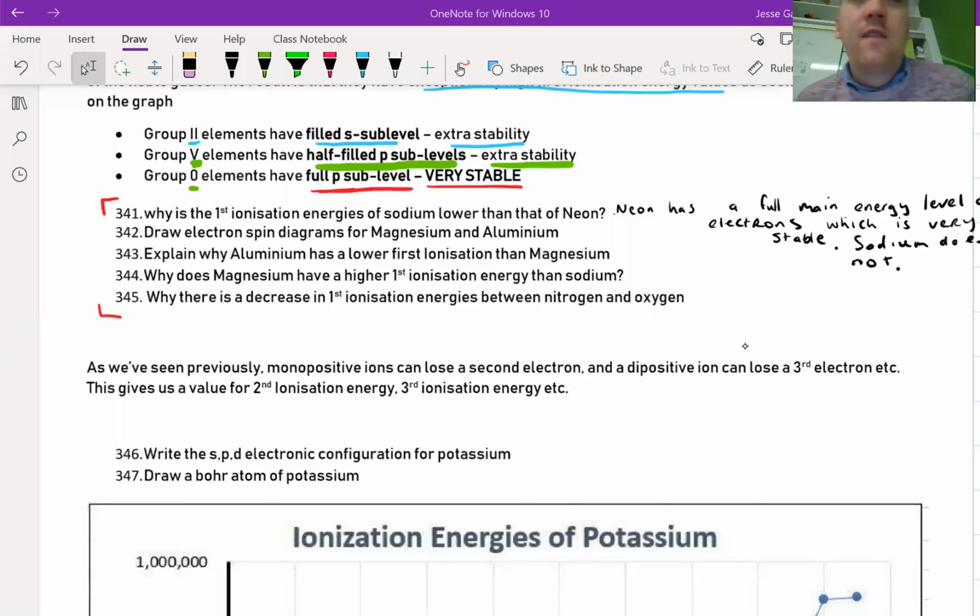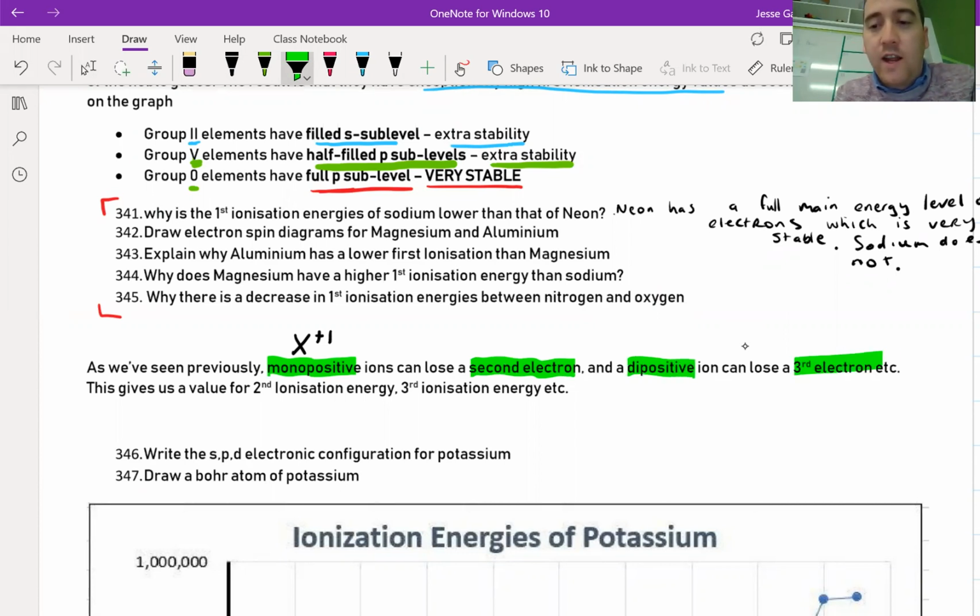We've previously seen that first ionization results in an atom losing an electron, and it creates what we call a monopositive ion. So this is an ion with a +1 charge. This X could be any element, and we end up with a +1 charge. That's a monopositive ion. And then we saw that if the conditions are right, if you provide enough energy, that monopositive ion can lose a second electron, and then that dipositive ion can lose a third electron, and so on.